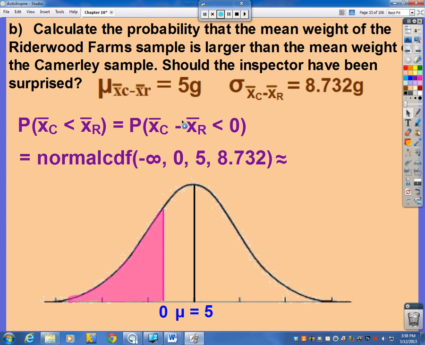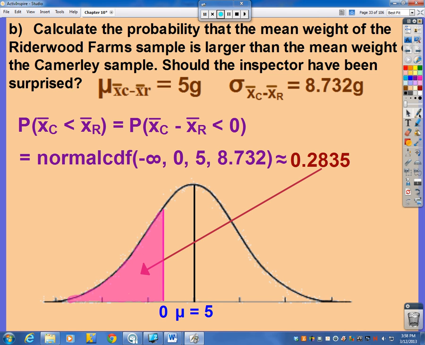And so I want to find when my difference of my sample means is less than 0, so I shade less than 0. So now to do normal CDF, my lower bound is -infinity all the way up to 0. I have a mean of 5 and a standard deviation of 8.732, and that gives me my p-value, 28.35%.